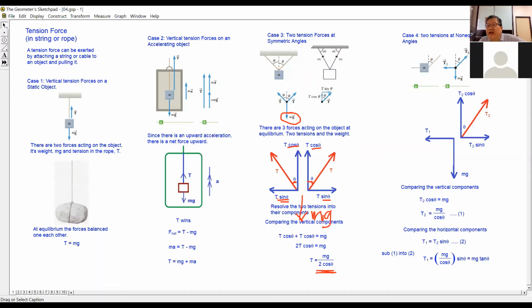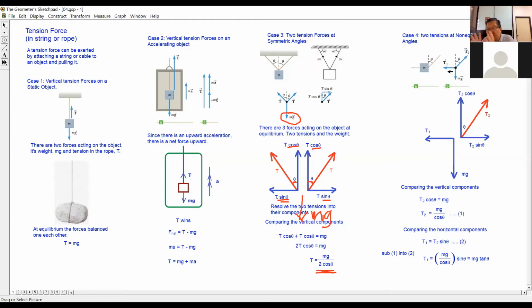The two tensions at non-equal angle. Now, what is this all about first? Let me explain. It is the same case as case number 3. The weight of an object is hanged by two strings. One string produces a tension of T2, another produces a tension of T1. These two tensions are pulling back the object, preventing the object from falling on the floor.